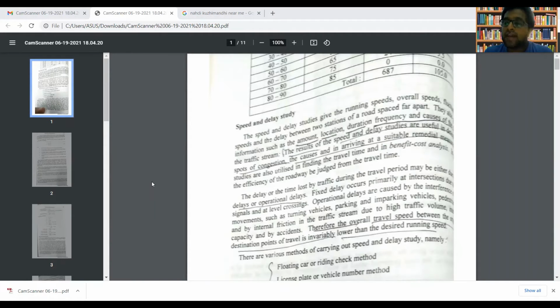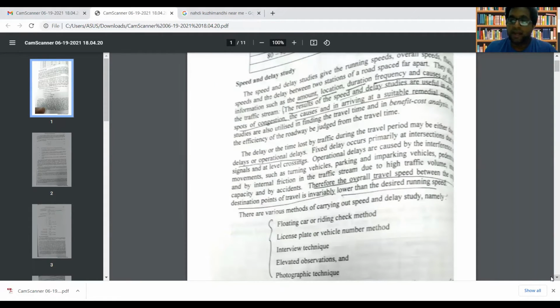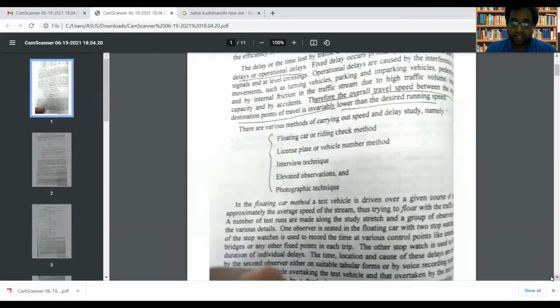So the overall travel speed between the destination points is lower than the desired running speed. Now, for carrying out the speed and delay studies, there are various methods available. The different methods are the floating car or riding check method, license plate or vehicle number method, interview technique, elevated observations, and photographic technique.